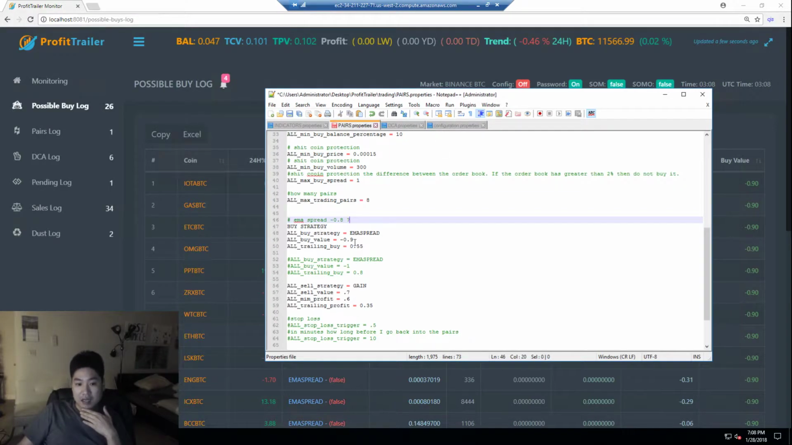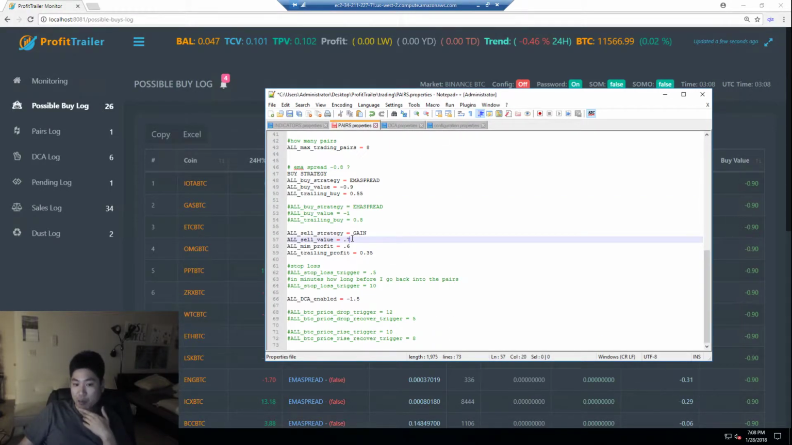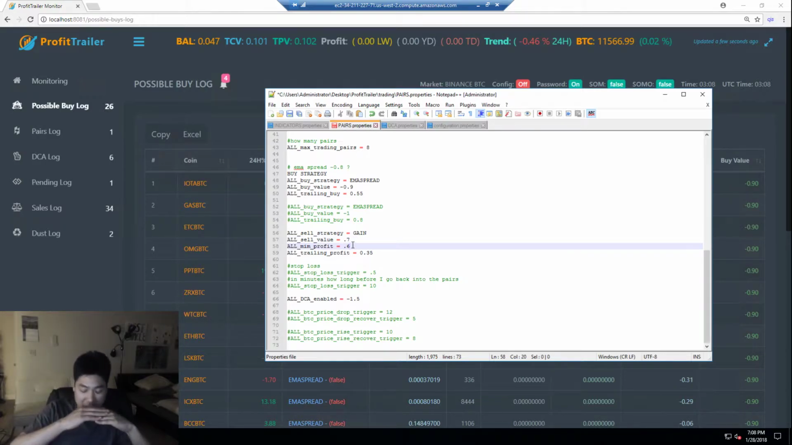On the sell, if you look, I have it at 0.7 and then minimum profit at 0.6. So what that does is it goes all the way to 0.7. Okay. If it drops down 0.1 to 0.6, no matter what, I'm going to sell at 0.6. No questions about it. I need to make sure I make my profit at 0.6. So as soon as it hits 0.7, I don't want to take any less than that. The lowest it could go is 0.6, and then I'll do a trail to 0.35.